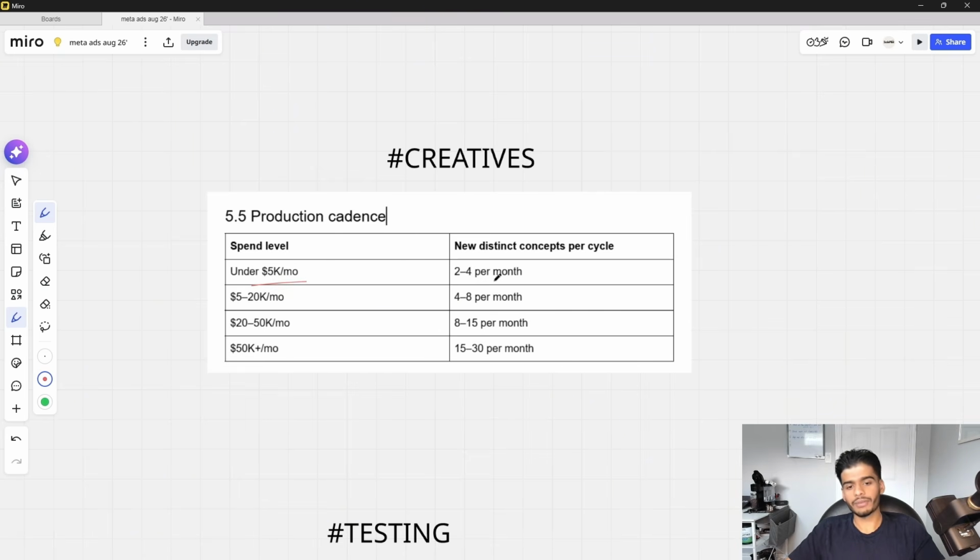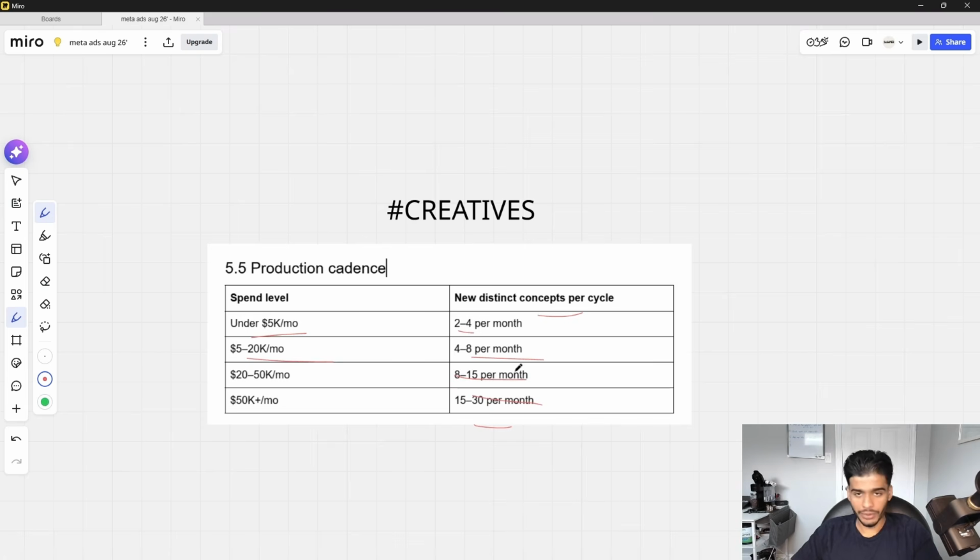If you are spending under 5k a month, 2 to 4 new creative concepts per cycle is more than good enough. And as you can see, this is how it goes. 50k plus a month, you are getting at least 30 new distinct creatives every single month, and they should be of a totally new concept, not an older concept you are already spending on. So you are never running out of scaling room and never hit a ceiling.